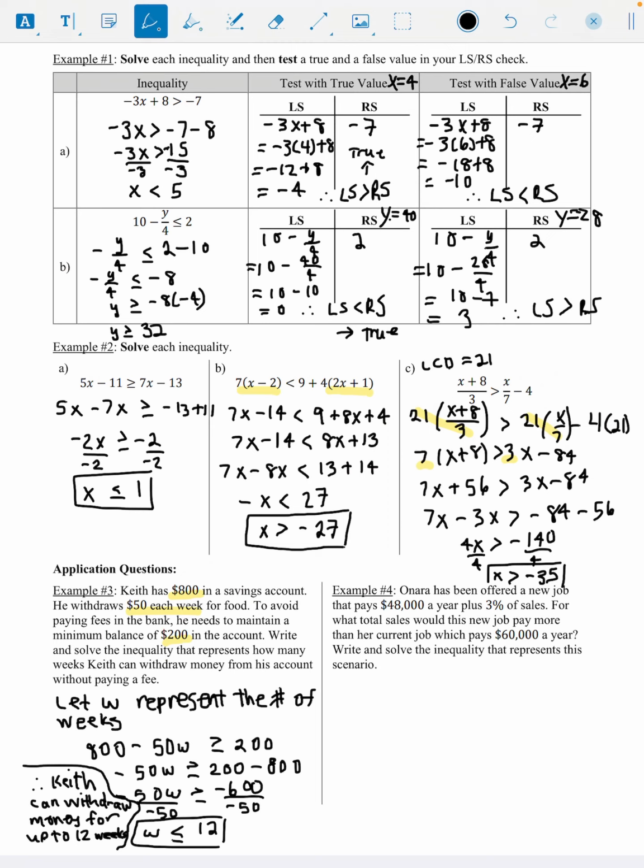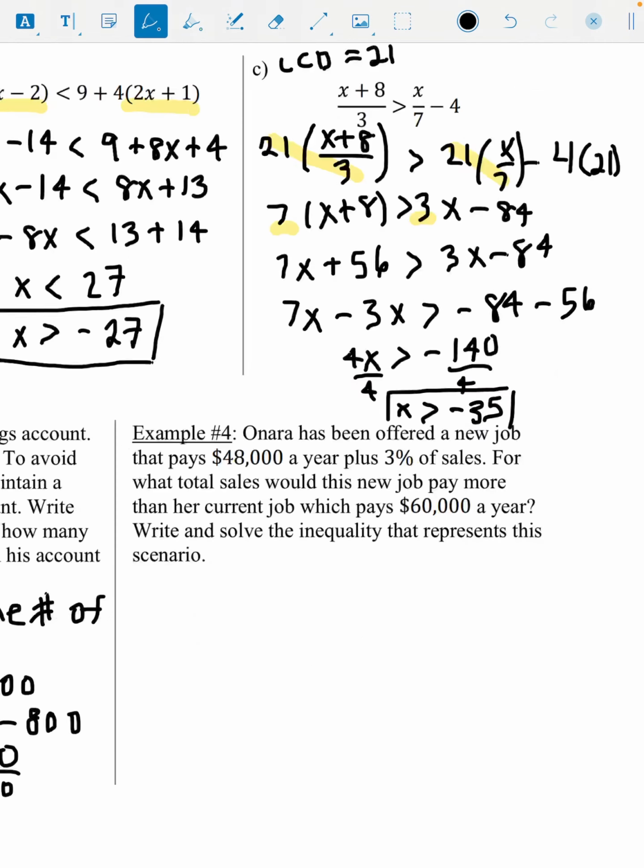So now that you know how to create your own let statement and own inequality, I want you to try example 4 by yourself. So just pause the video and come back to it when you want to take up your answer. Okay, so example 4 says that Onara has been offered a new job that pays $48,000 a year plus 3% of sales. For what total sales would this new job pay more than her current job, which pays $60,000 a year? Write and solve the inequality that represents this scenario.